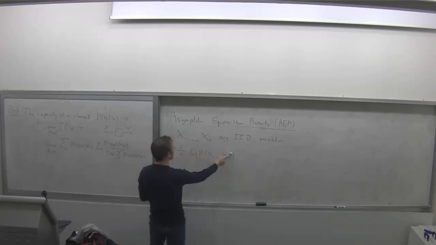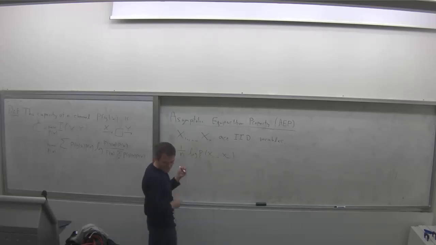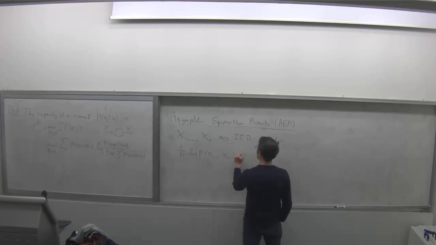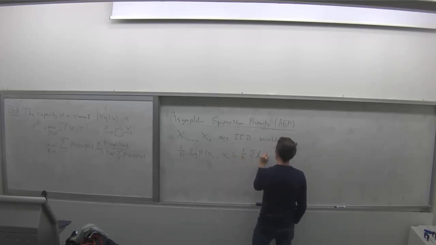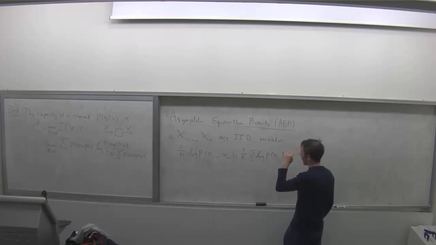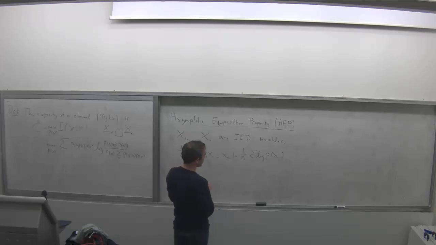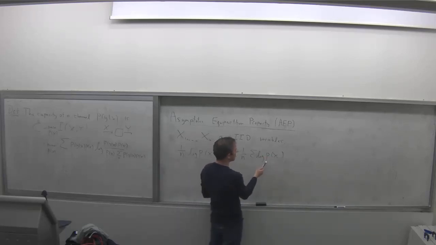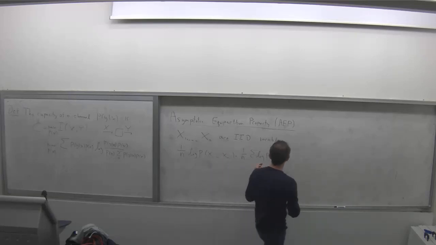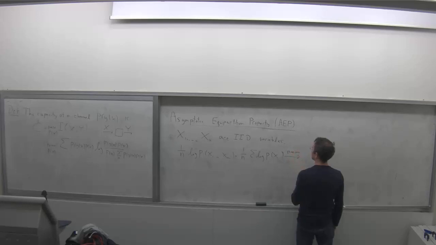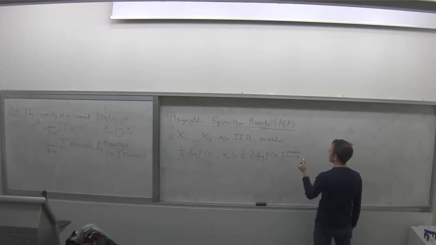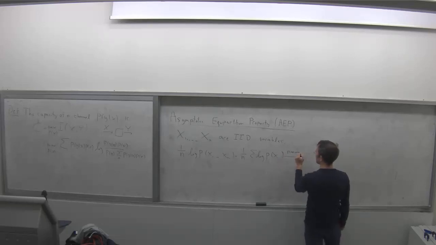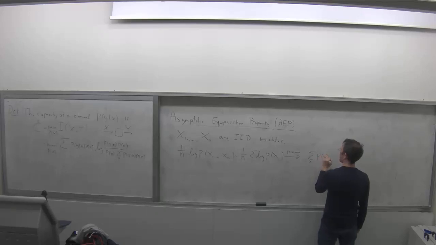I'm going to look at 1 over n times the log probability of x1 to xn. Because they are IID, I can write this as 1 over n sum over i of log p(xi). Now log p(xi) is a random variable. What's the probability that we will see, say, log p0? It's p0. So as n goes to infinity, we've done this a bunch of times, so I'll skip over it, this goes with high probability to what? To sum over x of p(x) log p(x).